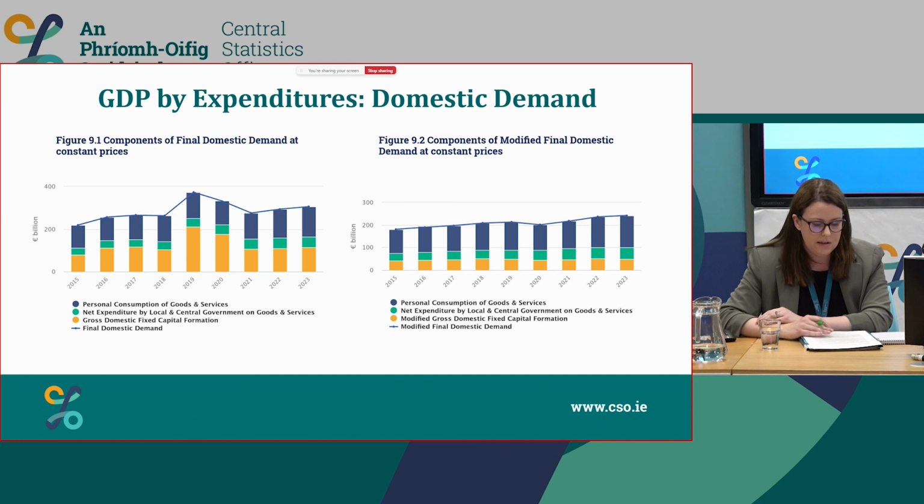When we take out the globalised elements and look at the modified domestic demand figures, the modified gross fixed capital formation accounts for just under 21% of modified domestic demand in 2023. And when you go back to 2019 and 2020, we're talking about maybe 22, 23%.